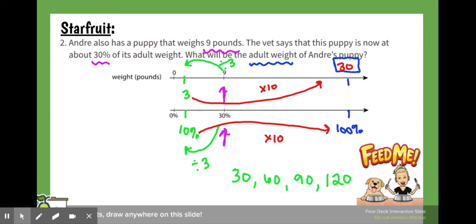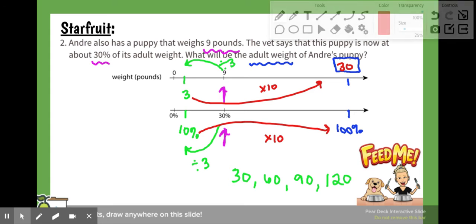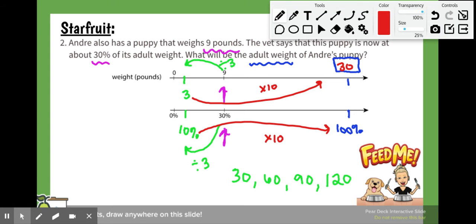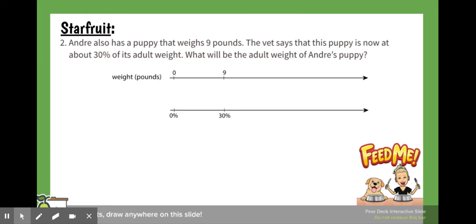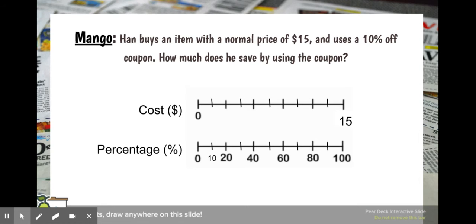Great job with that problem, guys. Let's do one more problem together and see how we do with it. This time I have Han, who is buying an item with a normal price of $15, and he uses a 10% off coupon. Our question is, how much does he save by using the coupon?